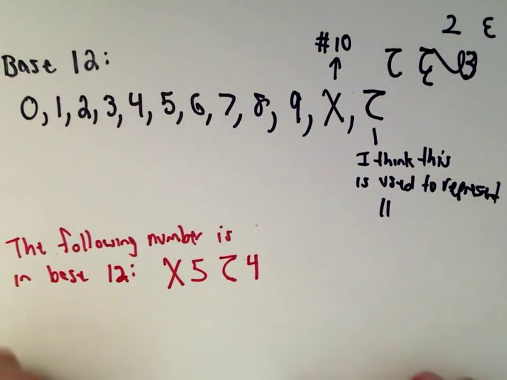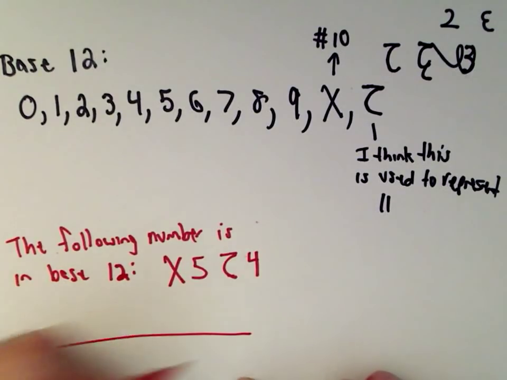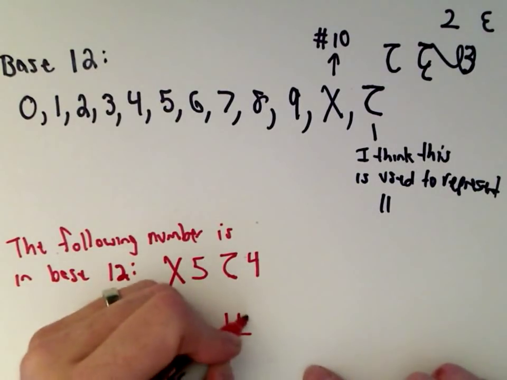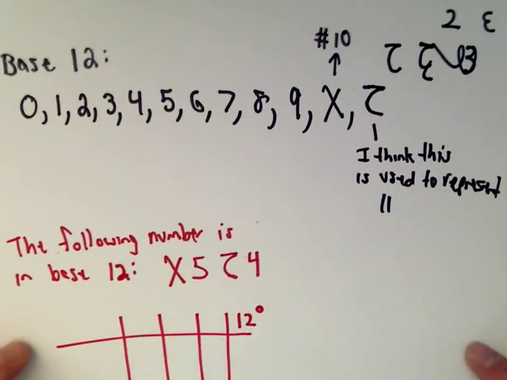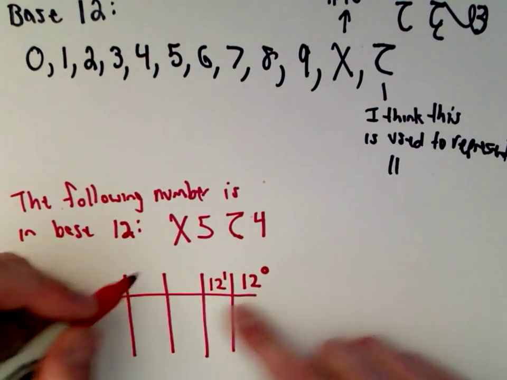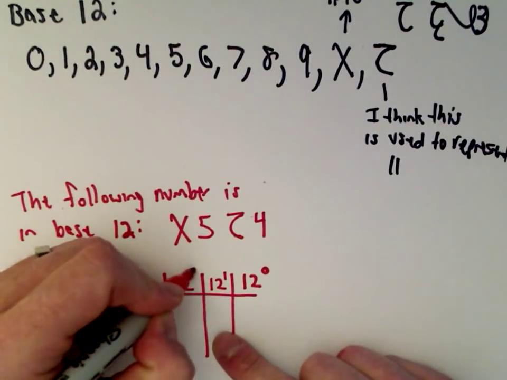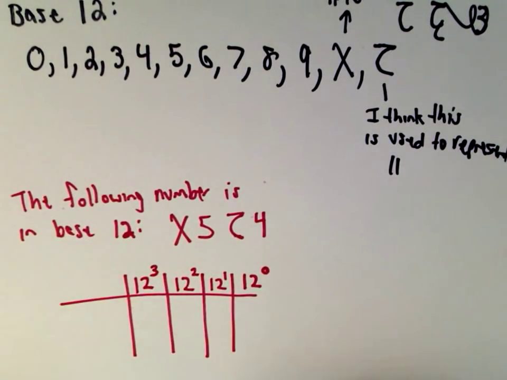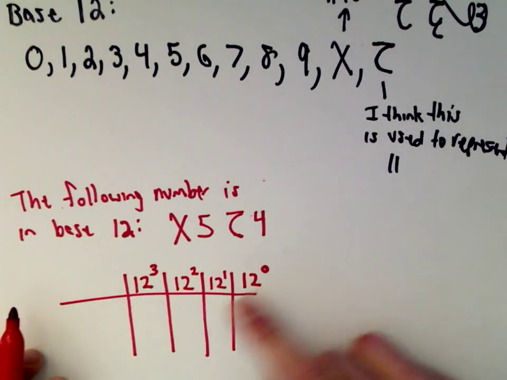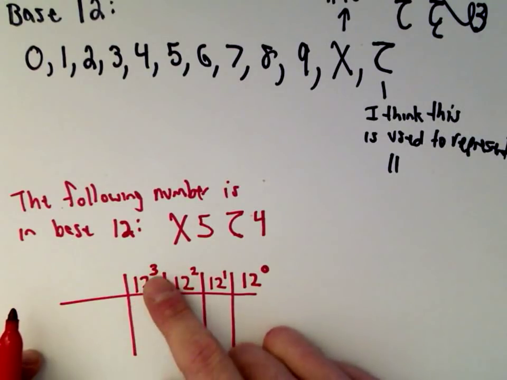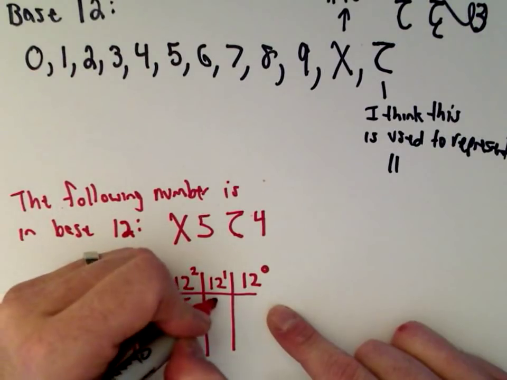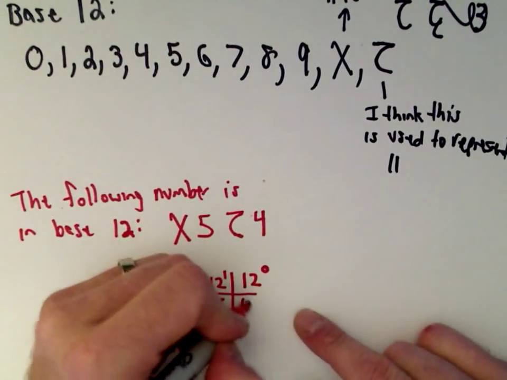Okay, same trick. I'm just going to write down the powers of 12. There's definitely proponents for using base 12. There's actually a whole society dedicated to using base 12 in the United States and elsewhere around the world. I didn't know that. So there are some big advocates for base 12. Okay, so we've got our columns: 12 to the 0 power, 12 to the first power, 12 to the second power, 12 to the third power. So there's our X, our 5, our upside down 2, and our 4.